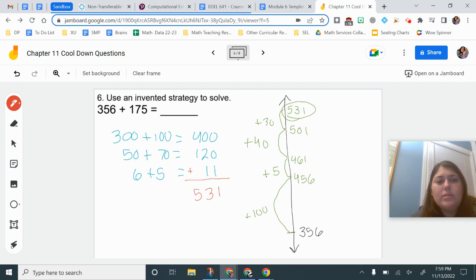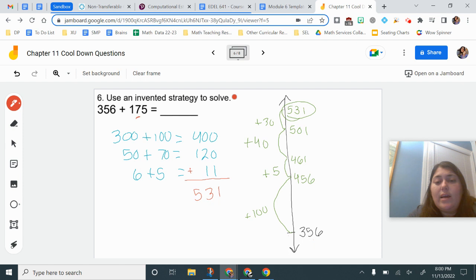So then I took apart my 175. I added 100 first, and then I thought, well, let's go ahead and add 5. 461 is where I landed, so I added 40 just to get to the next 100, and then I knew I needed 30 more to deal with the 70 in 175. The steps that I took or the jumps that I took to add here are what worked for me.